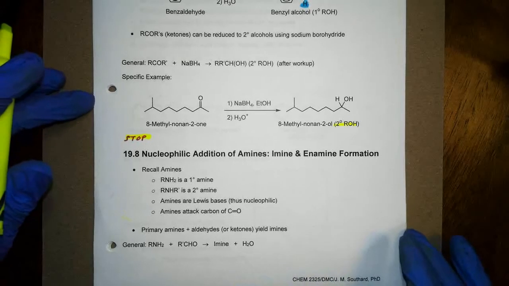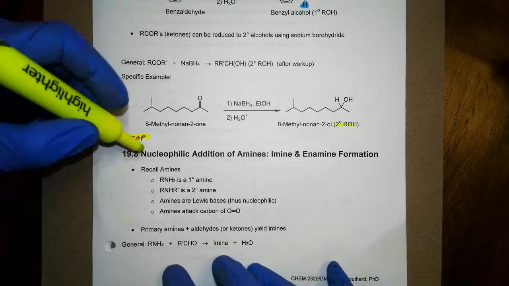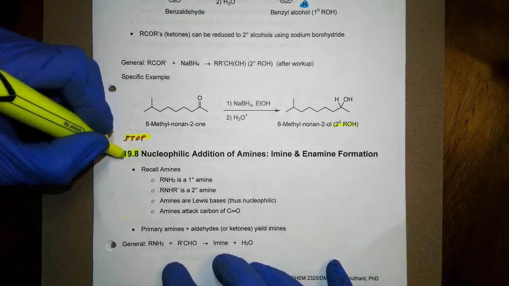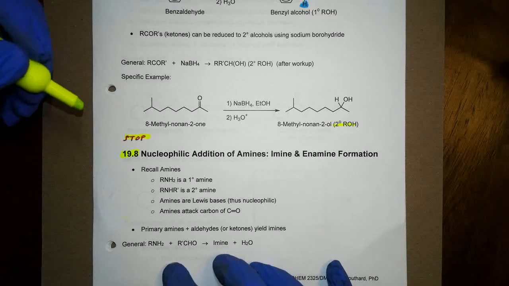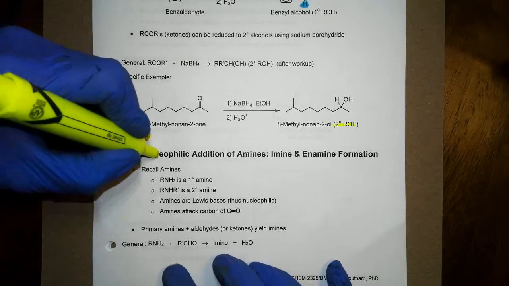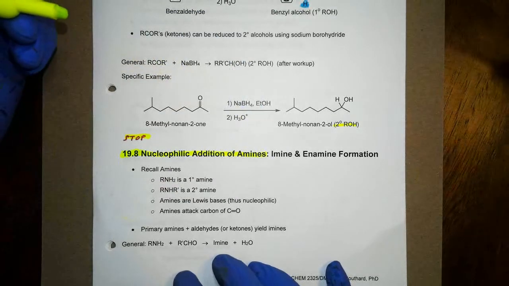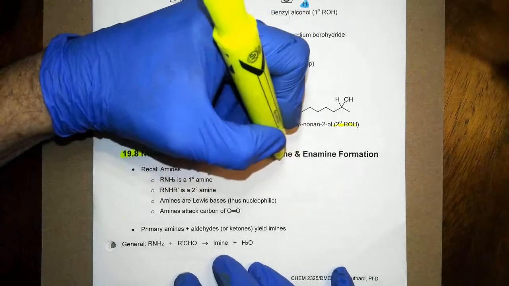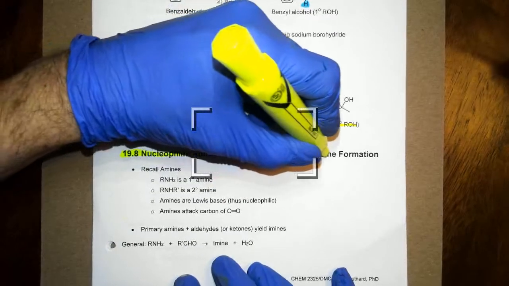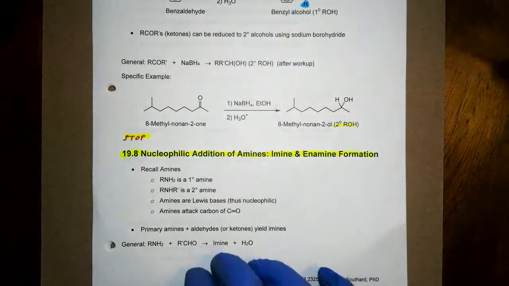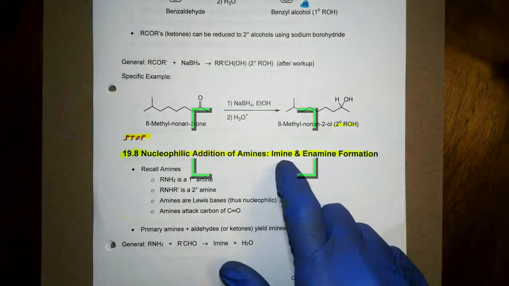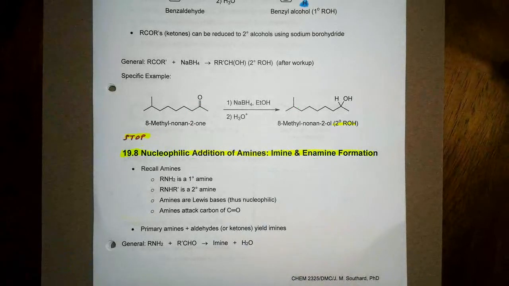Okay, welcome back to chapter 19. We're in section 19.8 of this really long chapter. This chapter is entitled Nucleophilic Addition of Amines. More specifically, we're looking at imine and enamine formation. These are different functional groups that you're going to learn about in this chapter, imines and enamines.